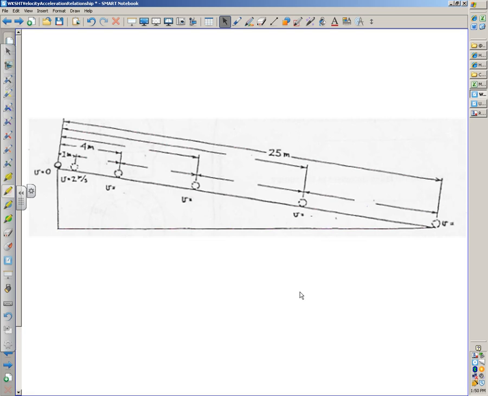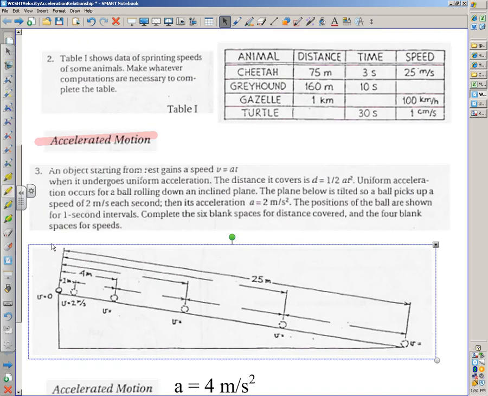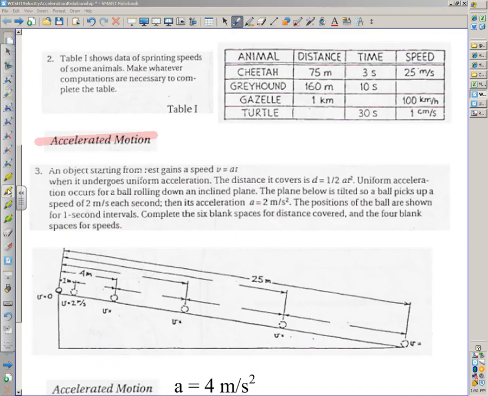Now let's start putting numbers on it, okay? Because if we're going to measure motion, measuring motion involves dealing with numbers. So if we look back at your sheet, it tells you that the accelerated motion on this ramp is happening with an acceleration of 2 meters per second squared. That this ramp is tilted in a way that the acceleration is 2 meters per second squared.